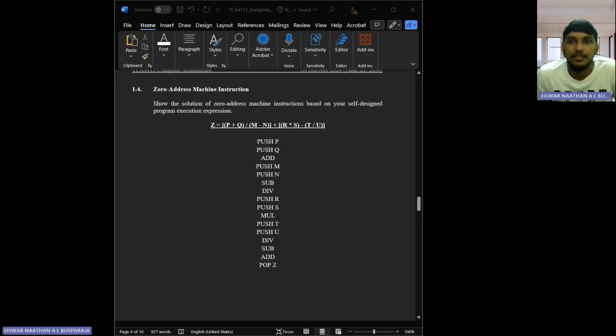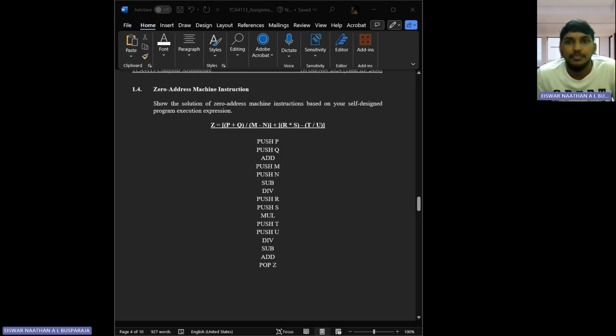Finally, let's look at the zero address machine instructions. In a zero address machine, operations are performed using a stack-based system. For our expression, the instructions are: push P onto the stack, push Q onto the stack, add the top two values, P plus Q, push M onto the stack, push N onto the stack, subtract M minus N. Divide the two, it will become P plus Q divided by M minus N.